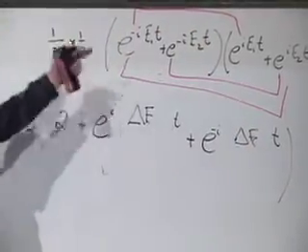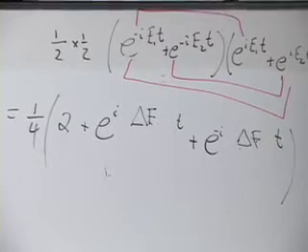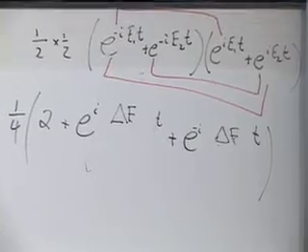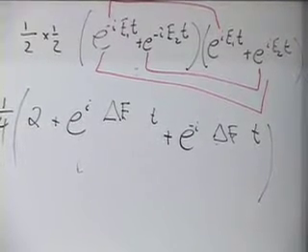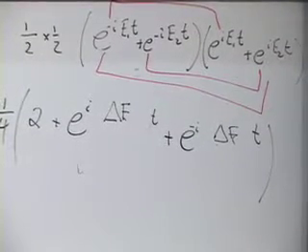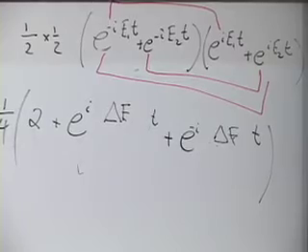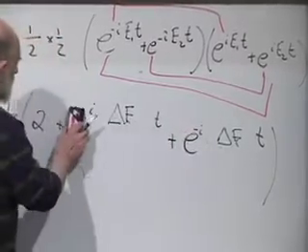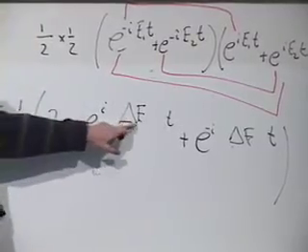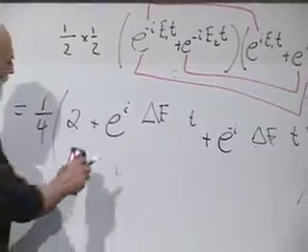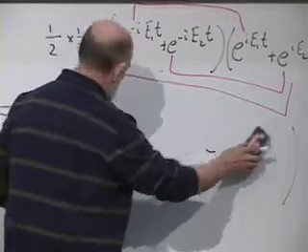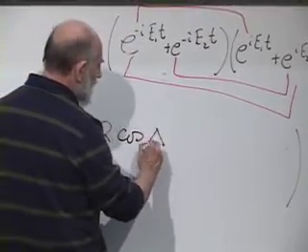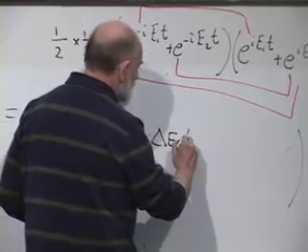Okay, what is e to the i something plus e to the minus i times that same thing? e to the ix plus e to the minus ix. It's just twice the cosine. So this whole thing, I can now erase all the exponentials, and it just becomes twice the cosine of delta E times t. Let's write that out. Plus twice the cosine of delta E times t.